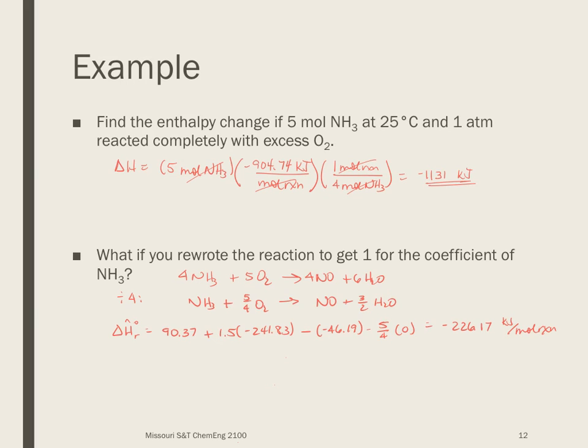However, my answers would be exactly the same, because to solve this problem, I would have delta H is going to be 5 moles of NH3, negative 226.17 kilojoules per mole of reaction. And in this case, 1 mole of reaction is the same as 1 mole of NH3. And I end up with the same answer.